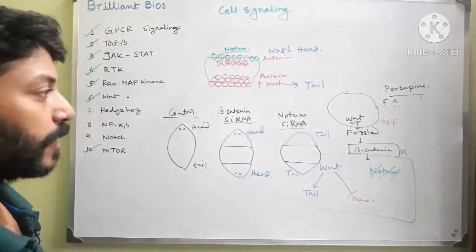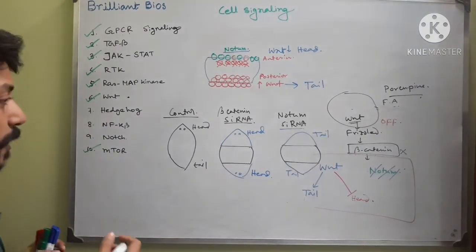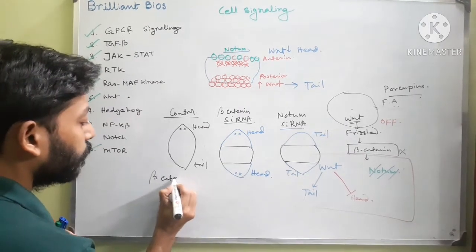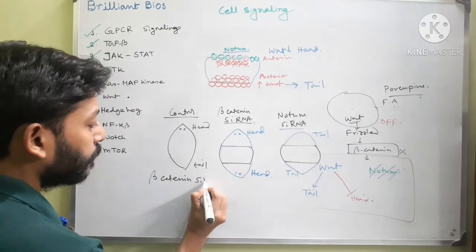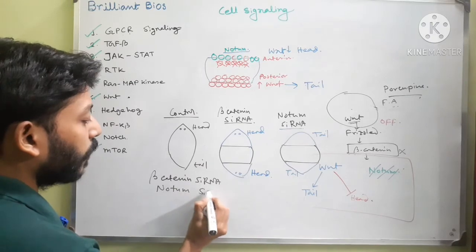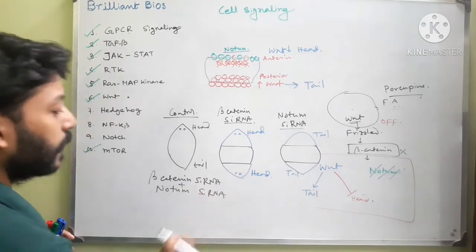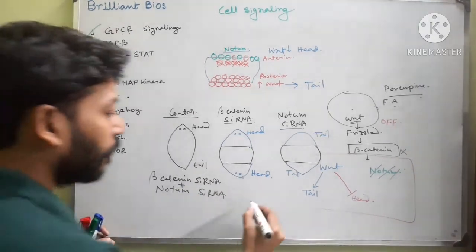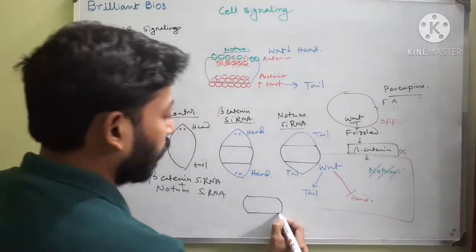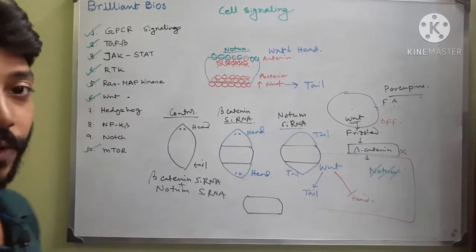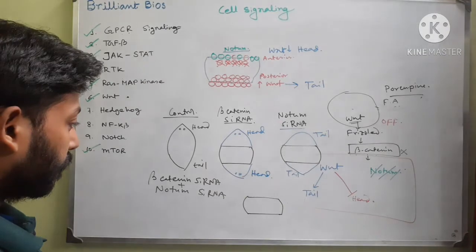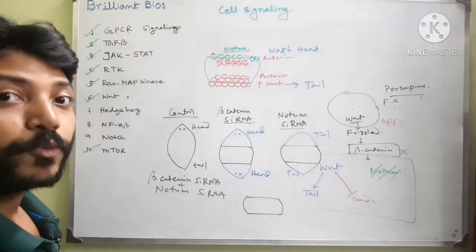Now another experiment scientists have performed. They have tried to know what will happen if I add beta catenin siRNA with NOTUM siRNA. If I introduce both these siRNAs, what will happen? They found another interesting fact, and I will conclude this class by telling the result. You have to think about it.